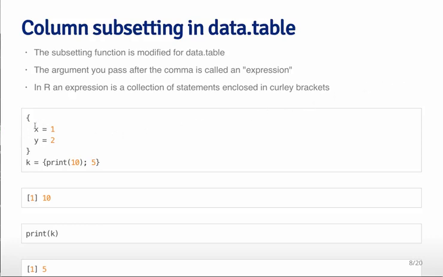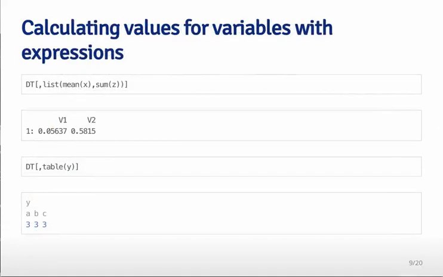So an expression is some set of statements that are between curly brackets like this. Here's an example of a statement that says print 10 and then 5, and so this actually prints out 10, but when you tell k to print, it just prints out the variable 5 at the end. So this will come into play in a minute when we try to use expressions to summarize data sets.